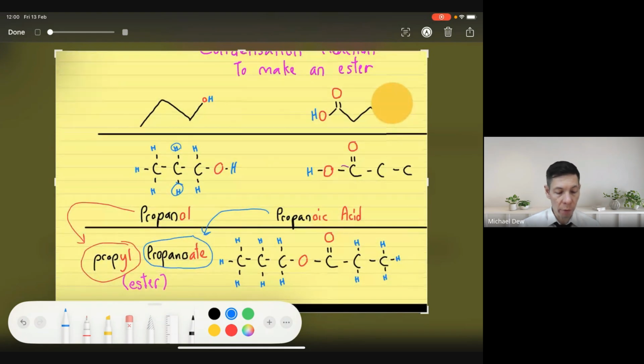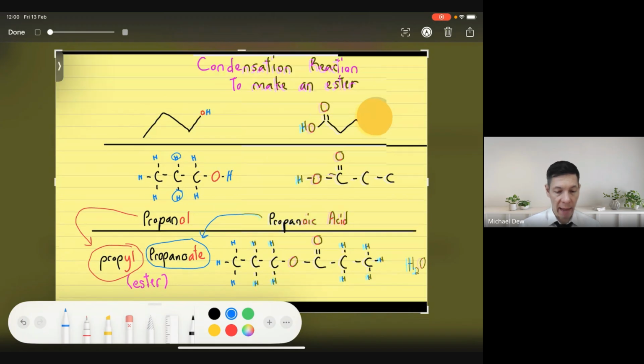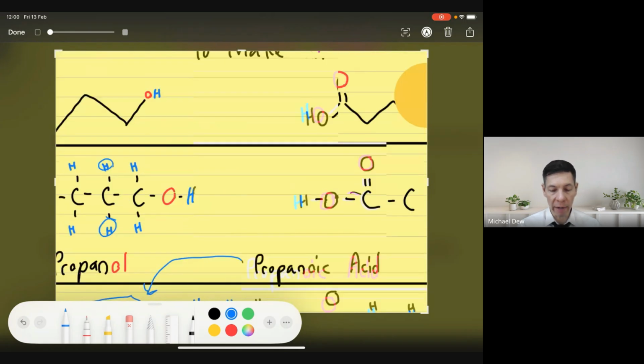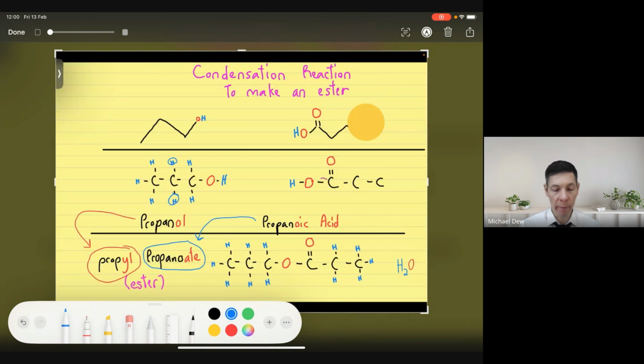So remember, the first part of the name comes from the alcohol, and the second part of the name comes from the carboxylic acid. All right, so that's how you make an ester, how you name an ester, using an alcohol and a carboxylic acid with different numbers of carbons. And this particular reaction, again, is called a condensation reaction because condensation means the state of matter change from water vapor to liquid. So we're basically removing water here.